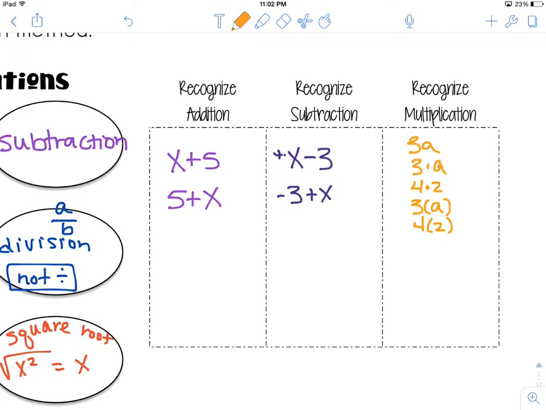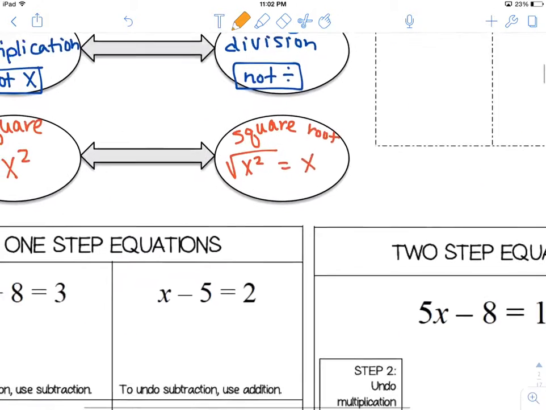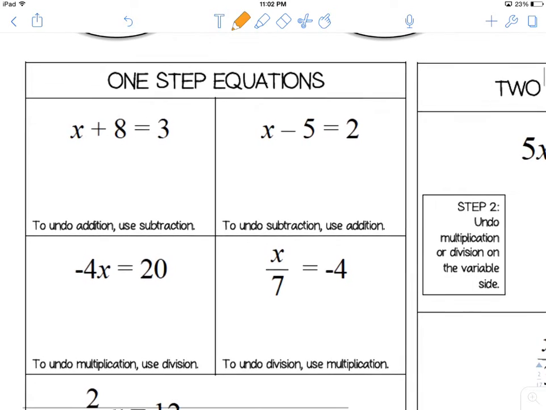Another way that you see parentheses is when you have an expression. So if you have the expression x plus 2 and you want to multiply that whole thing by 4, you would put in parentheses, put the 4 on the outside. We are going to use this information to solve one-step equations.